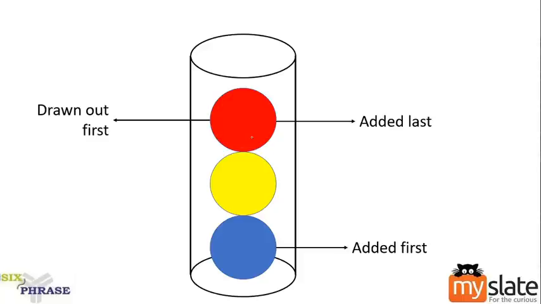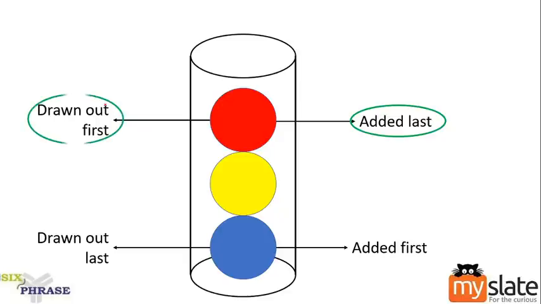And which one will be accessed at the end? The first variable to be dropped will be accessed at the end. This will be drawn out at the end. Clear? So I can see that whatever is added last is drawn out first. Right? There is no other way I can do this. Whatever is added at the last is going to be drawn out at first.